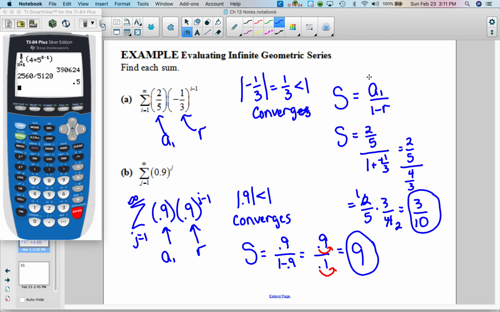Okay, I believe that was the last example. So you guys have a homework assignment to work with.